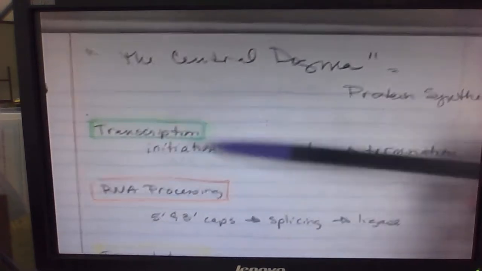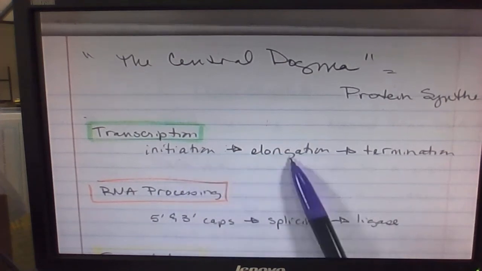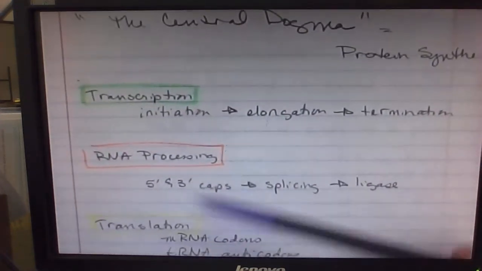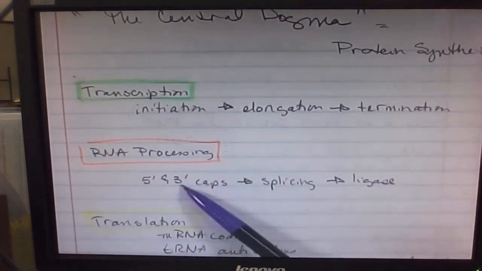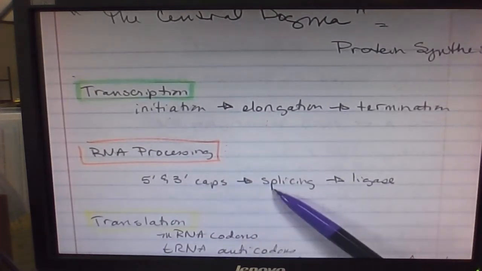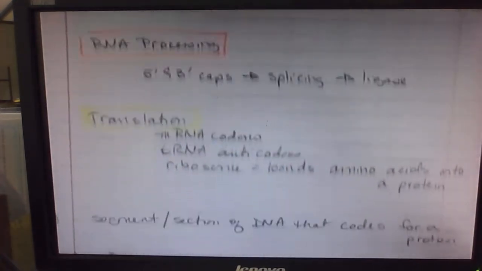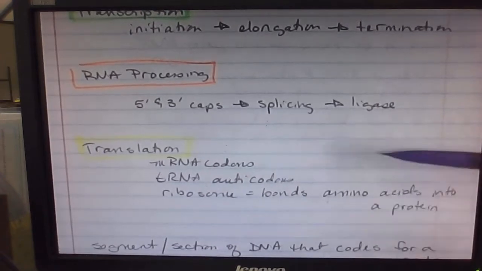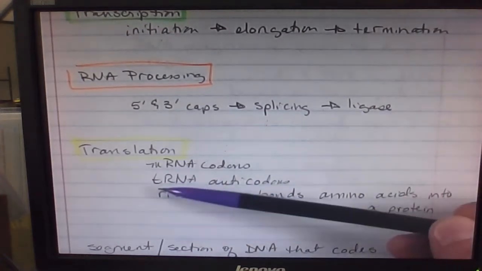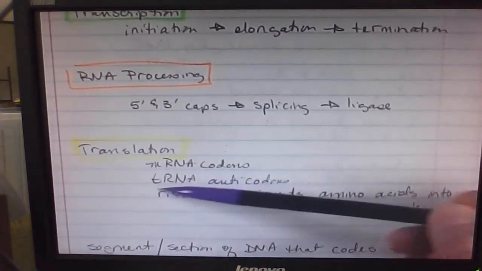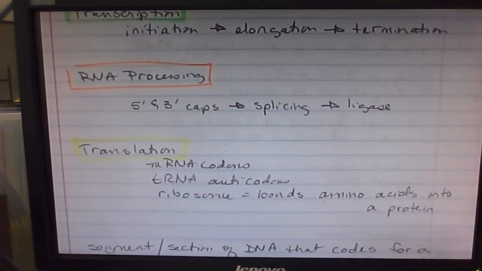So on my diagram before, I highlighted transcription green. The steps of transcription are initiation, elongation, and termination. I highlighted RNA processing orange. In RNA processing, we have 5' and 3' caps that are placed on the DNA. We have splicing that occurs, and we have ligase. So the ligase is going to glue things together. In translation, the important parts of translation are messenger RNA codons, mRNA codons, transfer RNA anticodons, tRNA, and ribosomes. And ribosomes are going to bond amino acids into a protein.